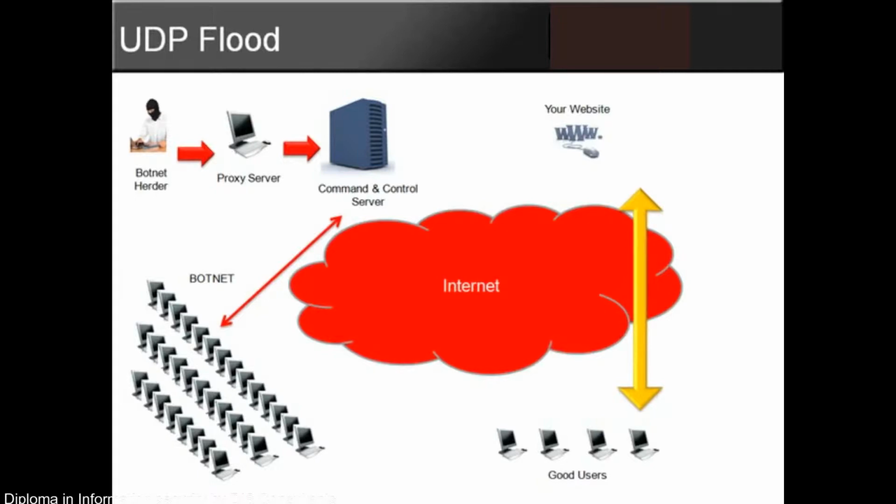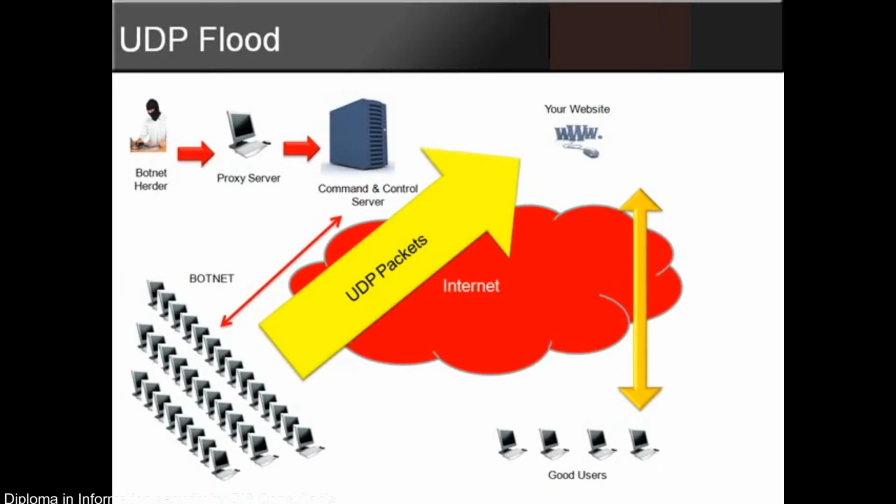Okay, next let's look at a UDP flood. A UDP flood uses the UDP protocol, and the way that works is that it will look for ports. Ports you can think of as like doorways on your computer, and there are various types of doorways, and the reason we use firewalls is that the firewalls protect those various doorways.